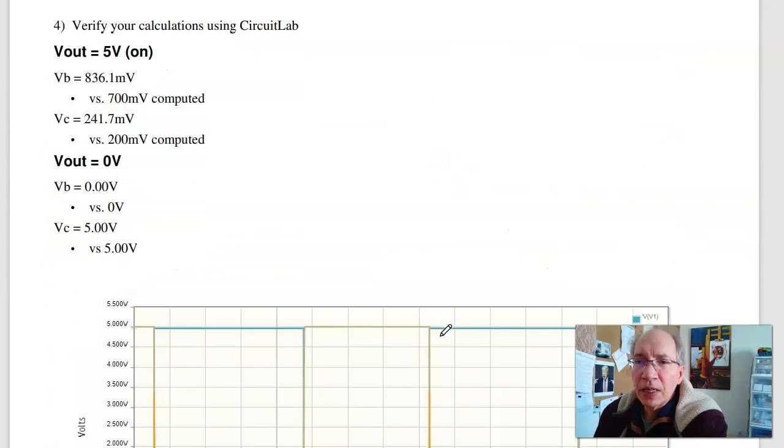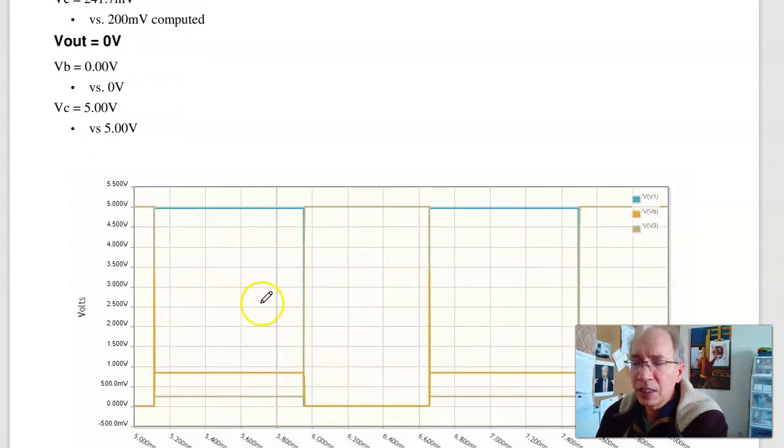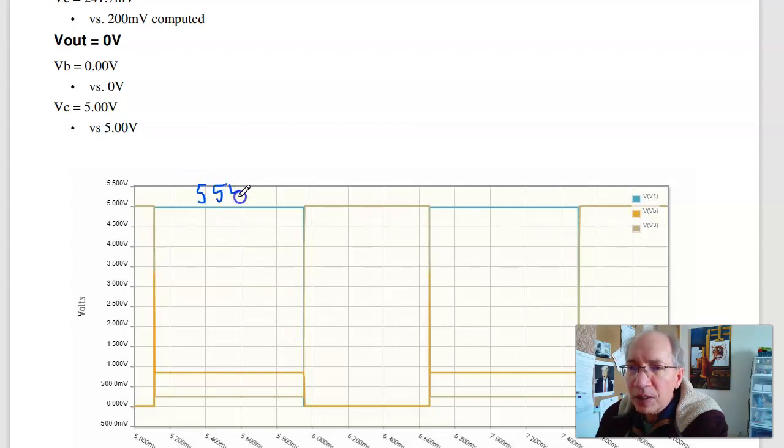If I check that in Circuit Lab, run a time domain simulation, here are the voltages. So this is the output of the timer. It's going 0 volts, 5 volts. This is the voltage at the base. It's 0.7 volts when turned on. And this is the voltage at the collector, 0.2 volts when turned on.